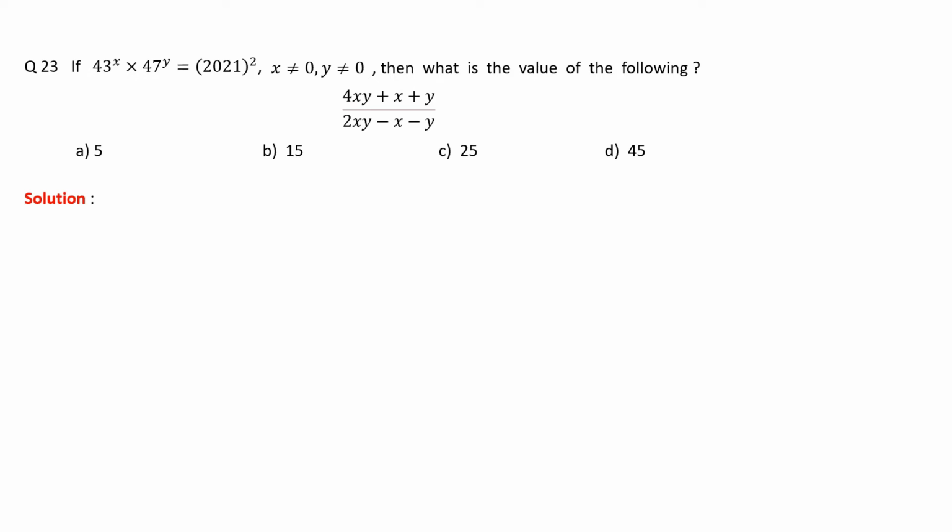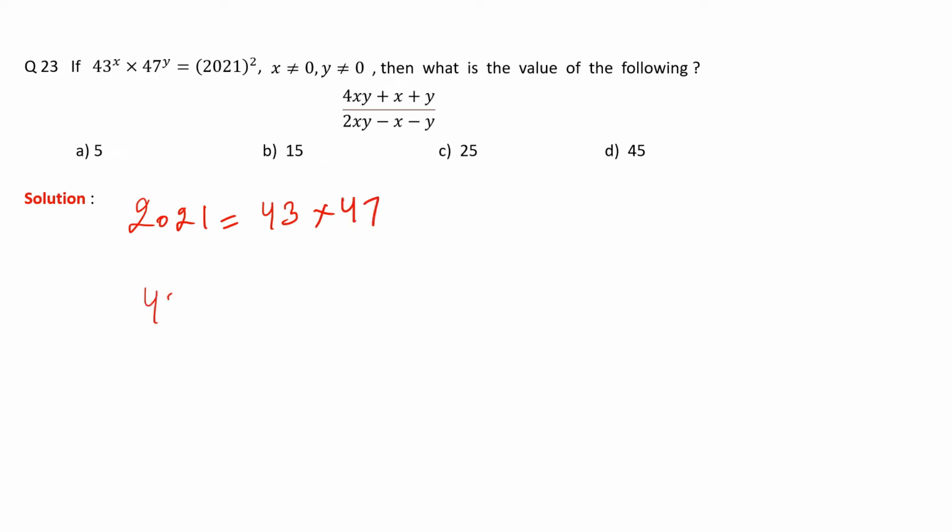Now students, the question says if 43 power x into 47 power y is equal to 2021 whole square, where both x and y are non-zero, then what is the value of the following expression: 4xy plus x plus y upon 2xy minus x minus y. So basically we have to get the values of x and y in this question. Now we know that 43 and 47 both are prime numbers. Secondly, if you factorize 2021, it becomes 43 into 47.